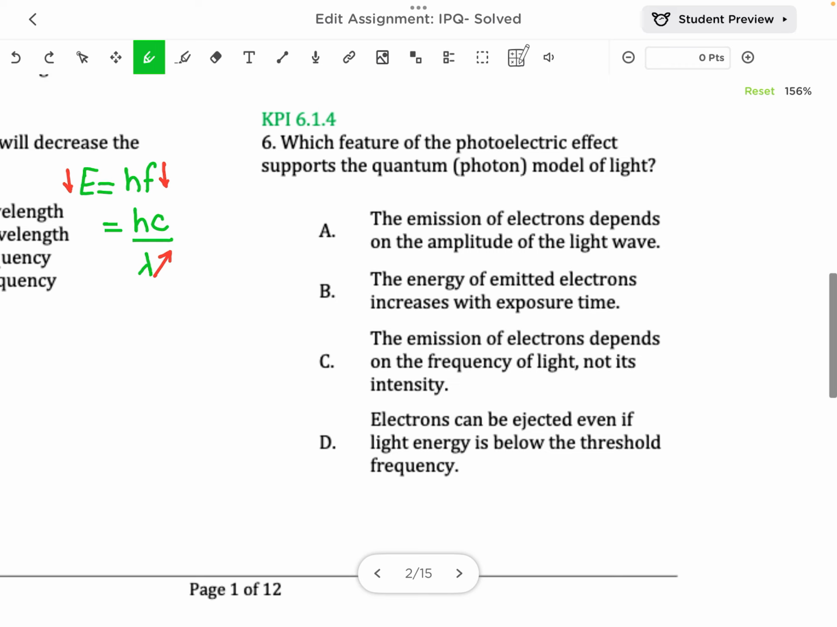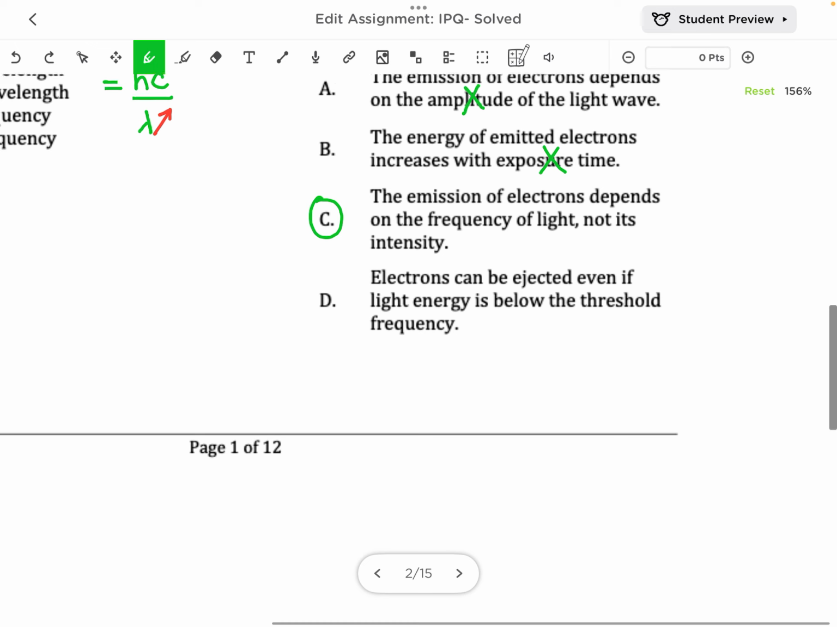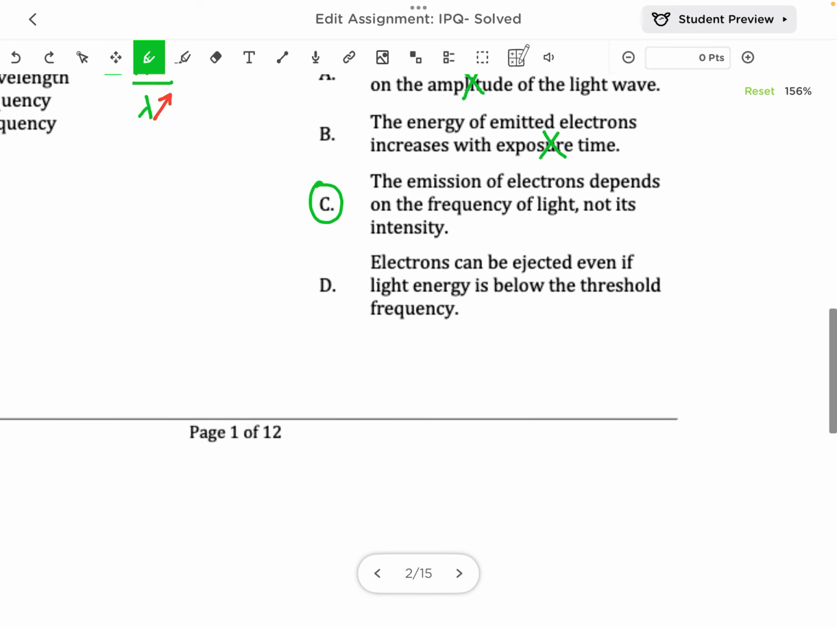Which feature of the photoelectric effect supports the quantum photon model? It's not depending on the amplitude, nor on the time of exposure. The emission of electrons depends on the frequency, not its intensity. And again, the intensity has to do with the number of photoelectrons that are ejected. Can electrons be ejected even if the light is below the threshold frequency? If f is less than f0, nothing will happen. This means that the energy is less than the work function.